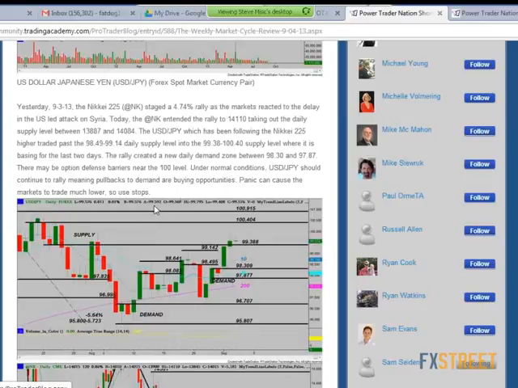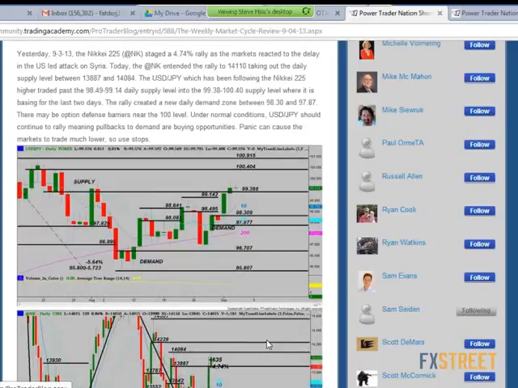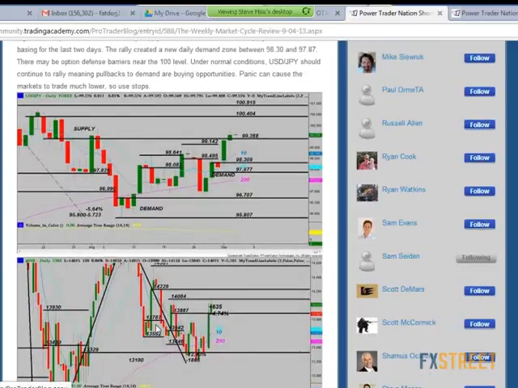So once again, I'm pointing out that new demand level that formed at 99.30, and I was also pointing out that the institutions sometimes like to use option barriers, and they may have some of those barriers near 100 at that point in time. That will generally slow the market down and prevent the market from rallying quite a bit higher. We also had the Nikkei pushing through one supply level and working its way towards the higher level at 14,228.